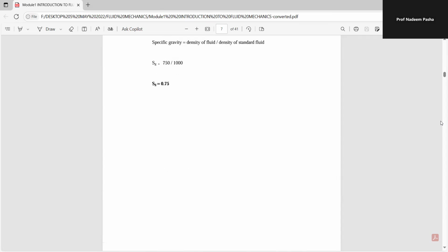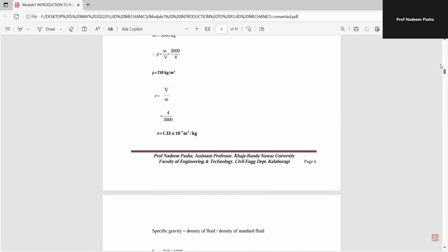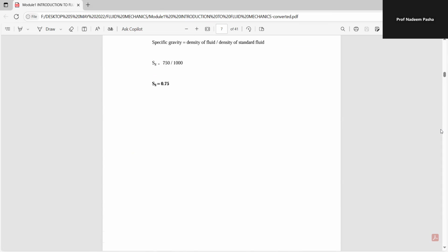Finally, specific gravity. What is the specific gravity formula? Sg is equal to density of fluid to density of standard fluid. Density of fluid you have calculated as 750. 750 divided by density of standard fluid, which is nothing but water, 1000. So Sg comes out to be 0.75.